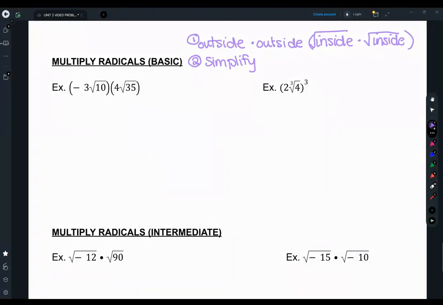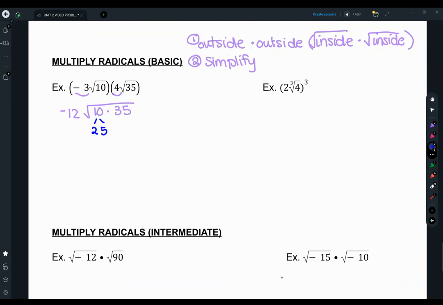So as we look at the first example, we're going to go -3, so outside times outside, which is -12, and then inside times inside. And we could multiply it to get 350, but I usually don't, just for the fact that your next step is to simplify, which means I need to break it down anyway.